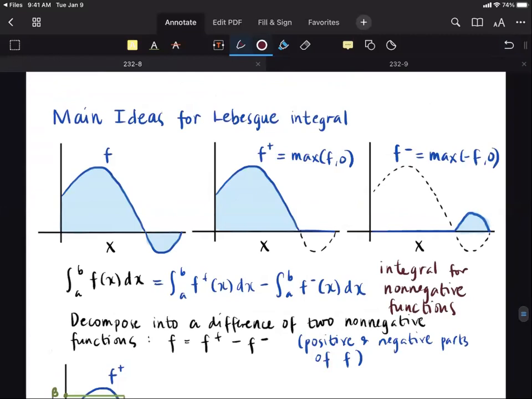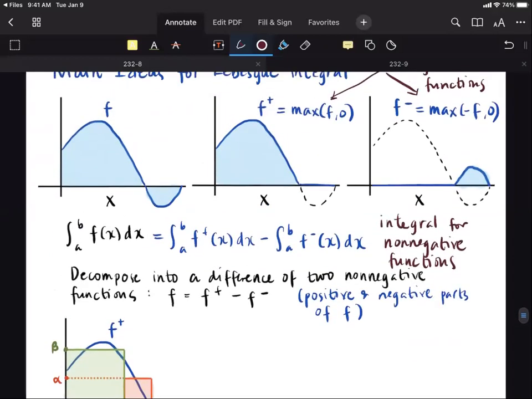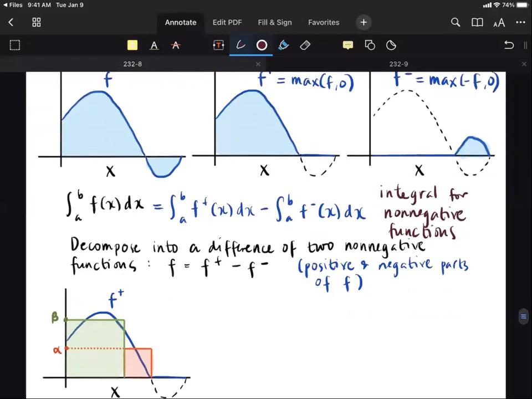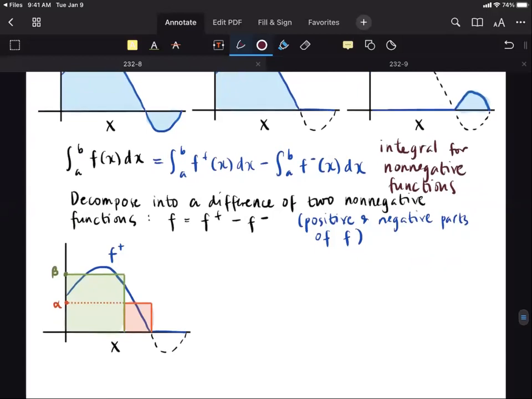Since both the positive and negative parts are non-negative functions, here we need to define what the integral of a non-negative function is. For that, let us concentrate on the positive part at this point. The negative part can be done in an analogous manner.